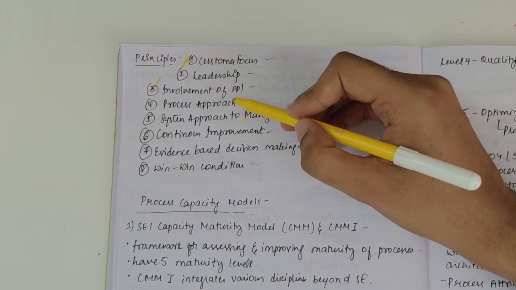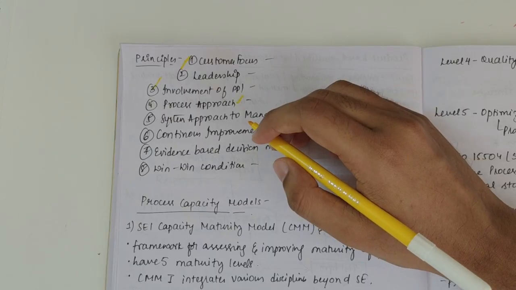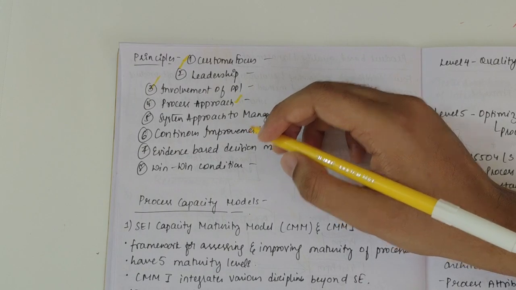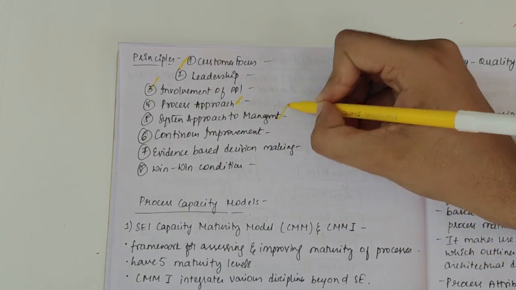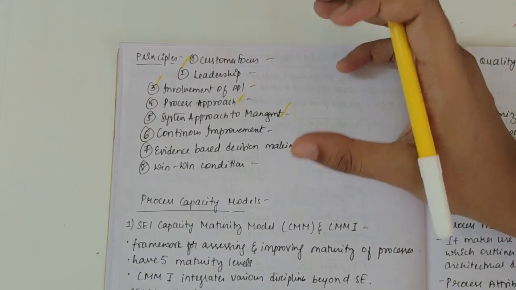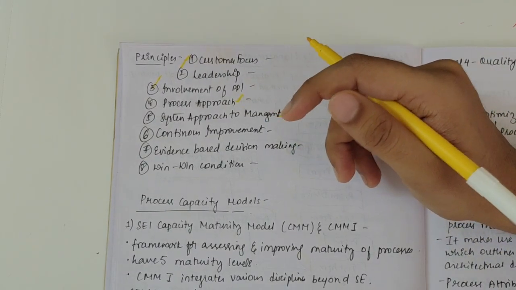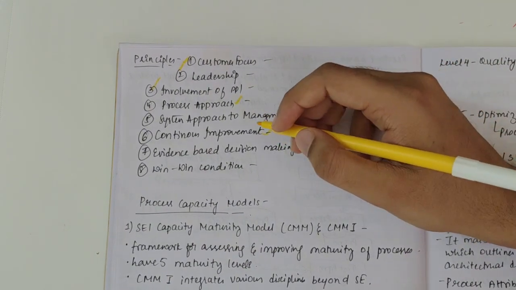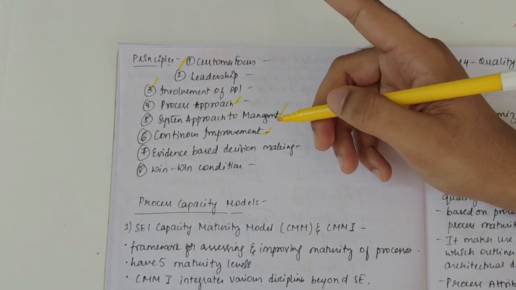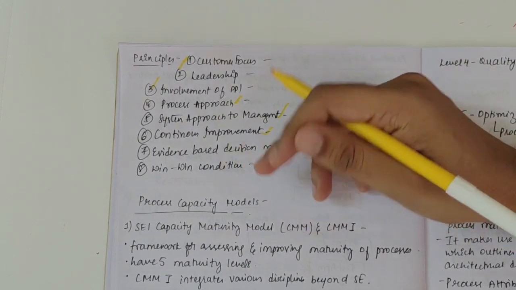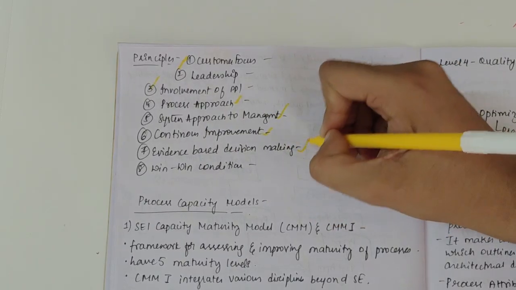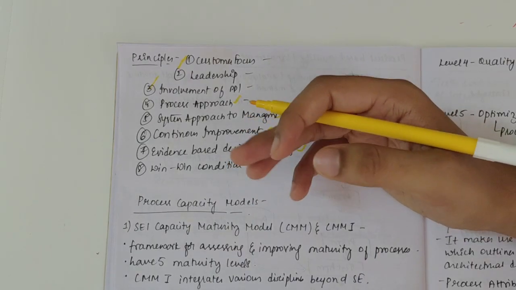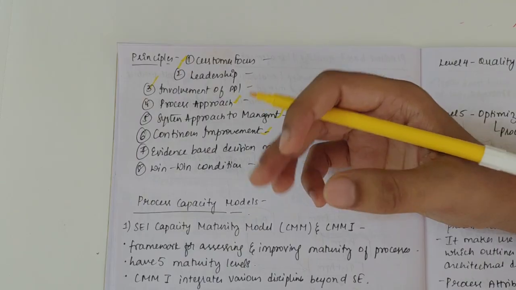Then we have process approach. In process approach, we should make sure that all the requirements are met during the process, and that's it. Then we have system approach to the management. So viewing the organization as a network of interrelated processes, we can make sure that our management is working properly. Then we have continuous improvement. So regular iterative improvement should happen depending on the continuous feedback obtained from the stakeholders. Then we have evidence-based decision making. So because all the information has to be documented properly, it makes it easy to consider those things as evidence and then work on the changes.